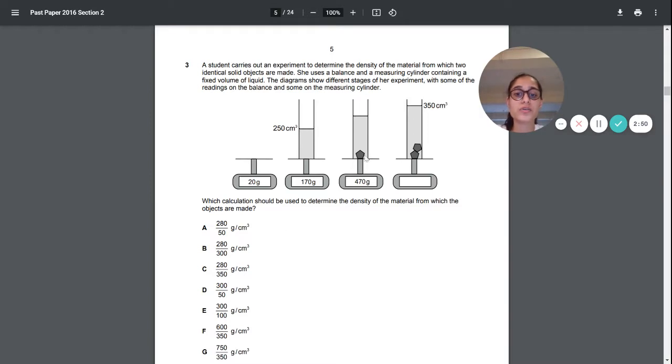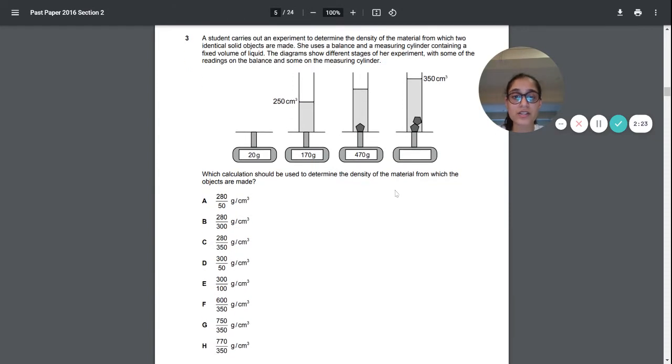All right. So we know that the mass of a single block will be 470 grams minus 170 grams, that's 300 grams. But we do not know the volume of a single cube. We do know the volume of two cubes, and they are identical to each other. As they've said, identical solid objects are made here. So the volume of two of these objects will be 350 minus 250 centimeter cube, that is 100. So the volume of a single one will be 50. Therefore, to calculate the density of the material, we do 300 grams divided by 50 centimeter cube, which is option D.